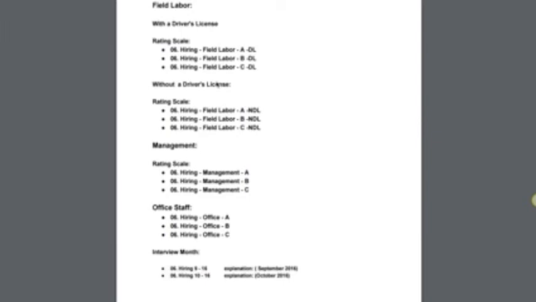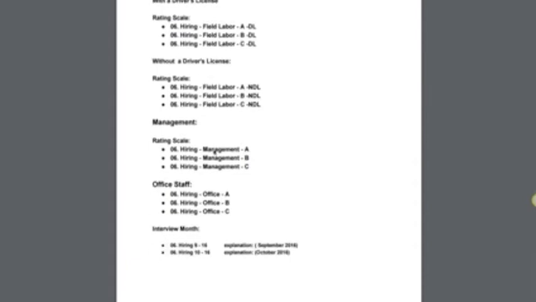The field labor is pretty self-explanatory: field labor with A rating, driver's license, or field labor with an A rating, no driver's license. Management was management A rating, management B rating, management C rating, and then office staff was identical to management: office A, office B, office C rating.